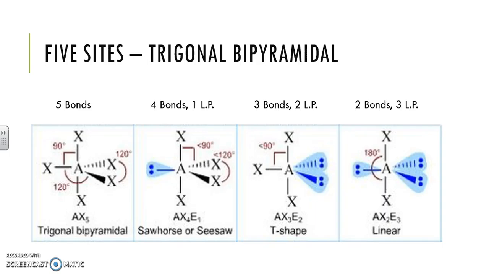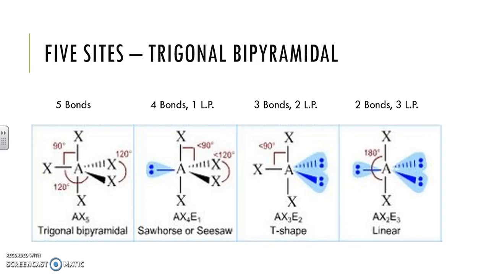So if you can imagine taking one of those bonds off and replacing it with a lone pair, the shape that results is called seesaw. Take another bond off, you'd be left with something called T-shaped, and yet another bond off, and you go back to being linear.